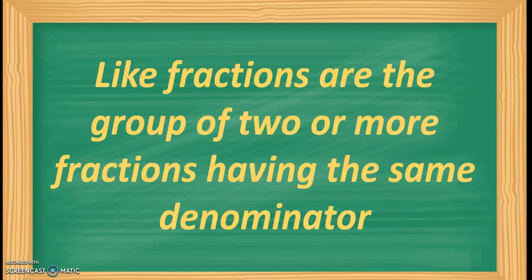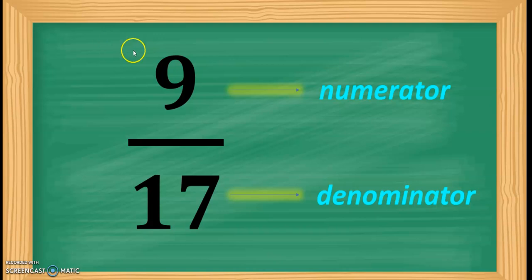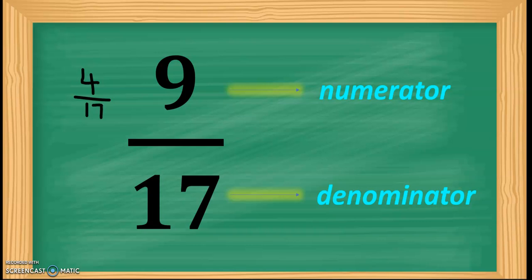Now, like fractions are the group of two or more fractions having the same denominator. So for example here, where we have 9 over 17, if we also had 4 over 17, these would be like fractions as they both have the same denominator.